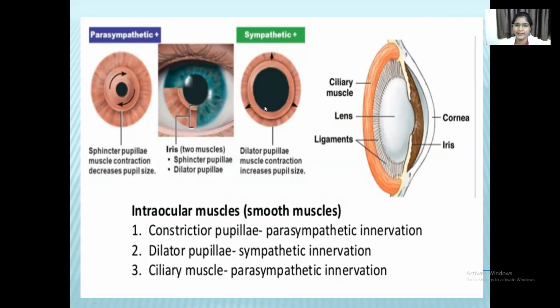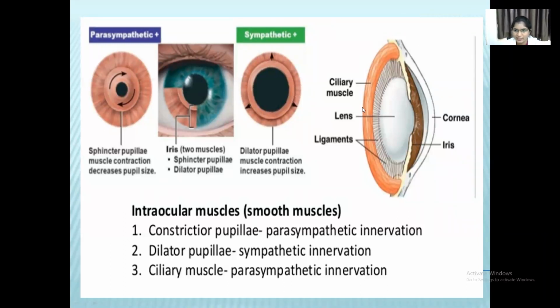And here you can see dilatation of the pupil. How does it occur? It is because of sympathetic nerve innervation and alpha-1 receptors. It acts on alpha-1 receptors, so it causes dilatation of the pupil. It is called mydriasis.